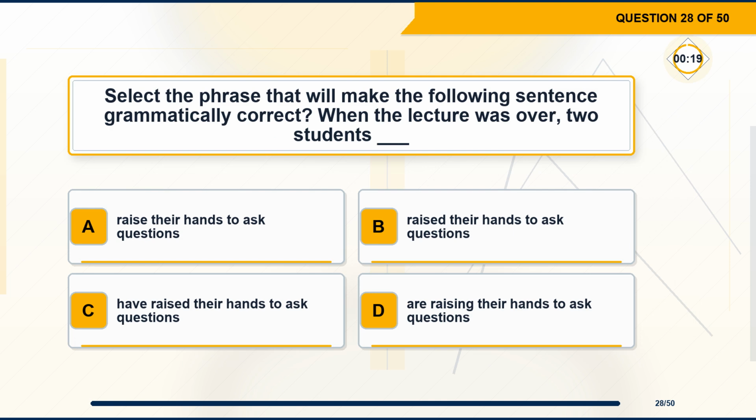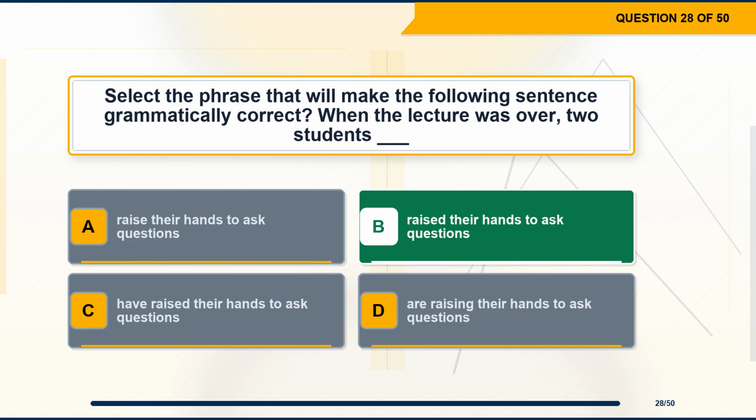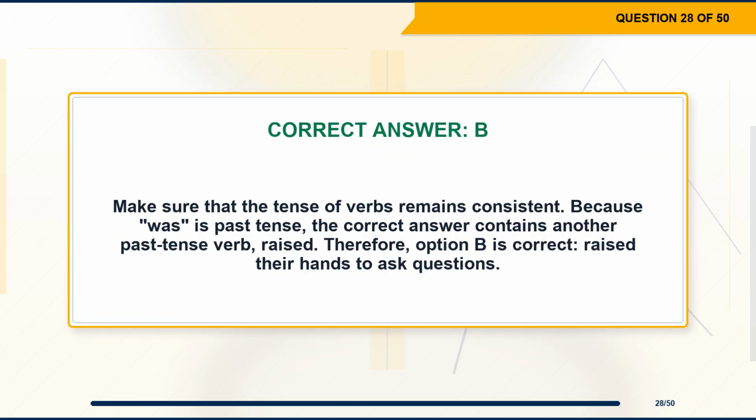Question 28. Select the phrase that will make the following sentence grammatically correct. When the lecture was over, 2 students blank. Option A, raise their hands to ask questions. Option B, raised their hands to ask questions. Option C, have raised their hands to ask questions. Option D, are raising their hands to ask questions. The correct answer is option B, raised their hands to ask questions. Explanation. Make sure that the tense of verbs remains consistent. Because was is past tense, the correct answer contains another past tense verb, raised. Therefore, option B is correct, raised their hands to ask questions.